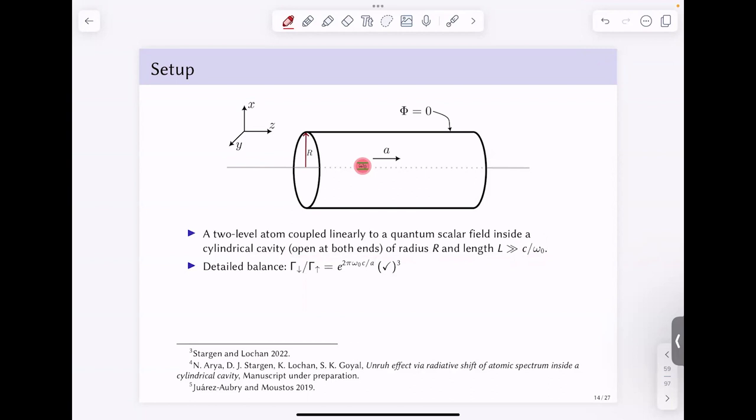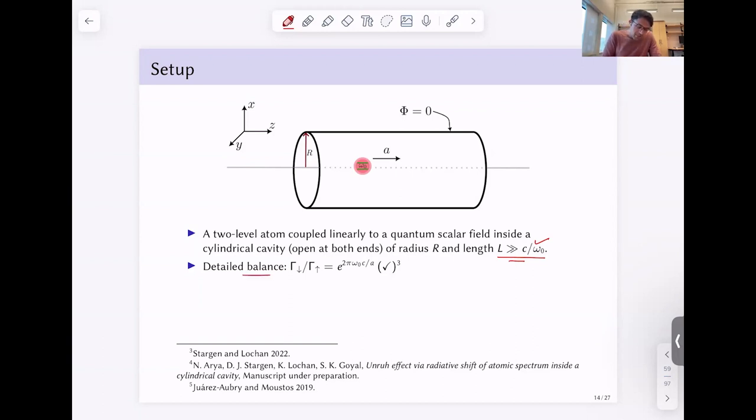Is it important that the cavity be finite? Or do you just treat it as infinite by saying that L is much larger than c divided by omega zero? In our calculations, the cavity's length is not finite; it's infinite. But all of the conclusions and numbers will go through if you just consider a long enough cavity, in the sense that the length is much larger than the length scale associated with the atom.